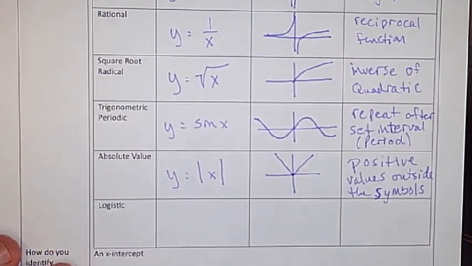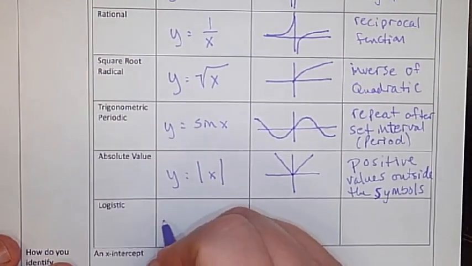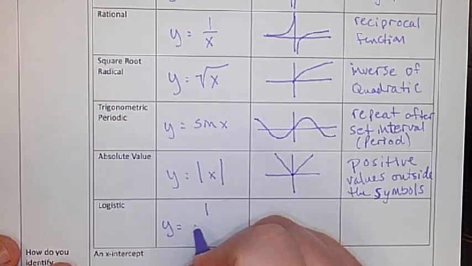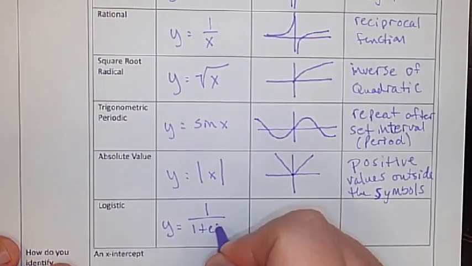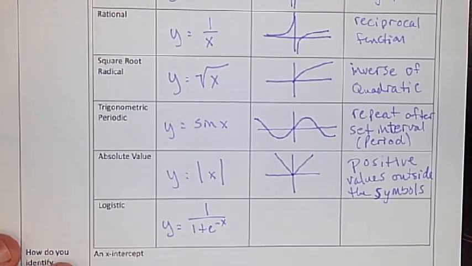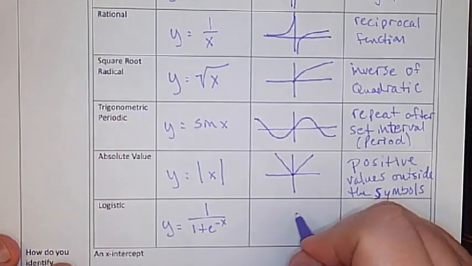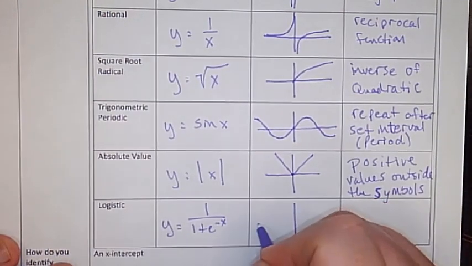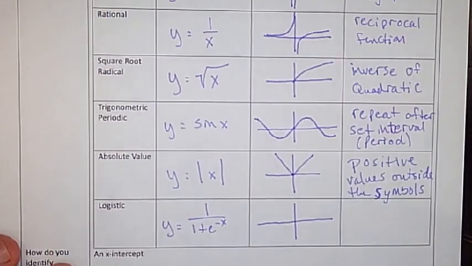The last one we're going to look at is the logistic function. This one's a little more complex. It's y equals 1 over 1 plus e to the negative x. We're not going to use this a whole lot, but it is an important function to note because it is used quite a lot when discussing issues of population.